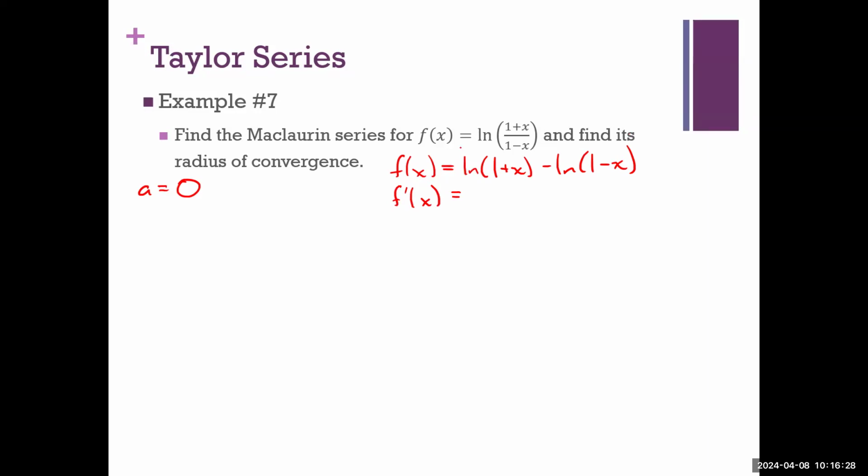One over 1 plus x. Was that minus or plus for the next one? Minus 1 over 1 minus x. Good. Okay, so plus, right? All right, we got the first derivative.